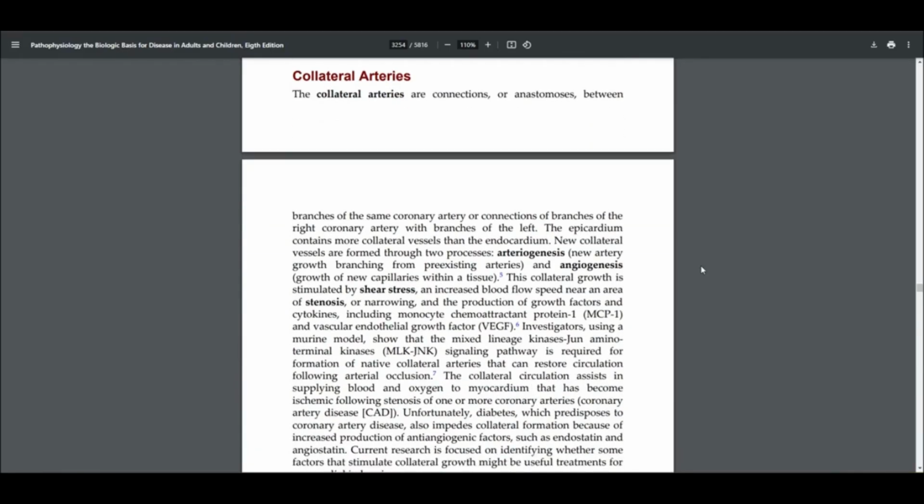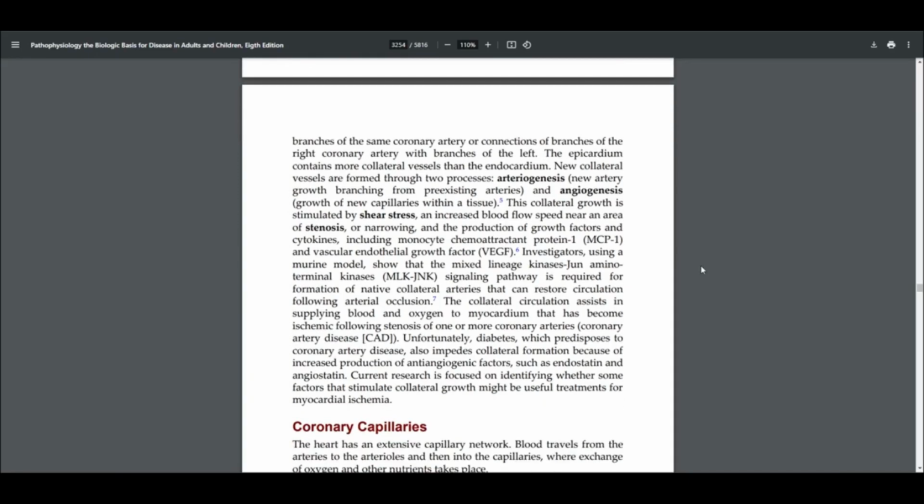The collateral arteries are connections, or anastomoses, between branches of the same coronary artery, or connections of branches of the right coronary artery with branches of the left. The epicardium contains more collateral vessels than the endocardium. New collateral vessels are formed through two processes: arteriogenesis, or new artery growth, branching from pre-existing arteries, and angiogenesis, growth of new capillaries within a tissue.